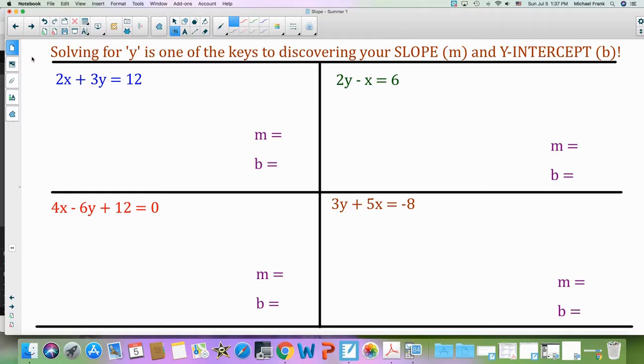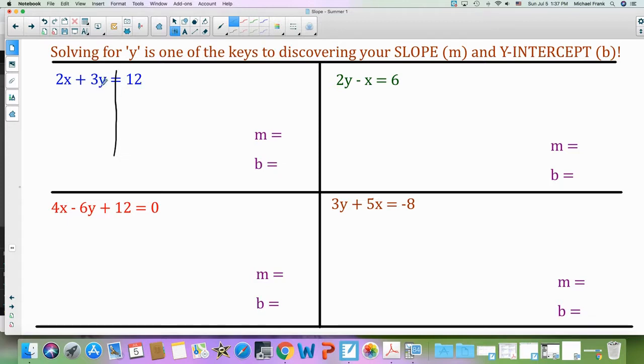All right, let's take a look at some examples here. Our first example is the equation 2x plus 3y equals 12. All right, I need to find my slope, my m, and I need to find my y-intercept b. So I'm going to try to put this into the form y equals mx plus b. I'm going to use the same skills I used to solve equations to solve for y. I'm going to put a little line here like I like to do, a wall right at the equal sign to separate the two sides of the equation.